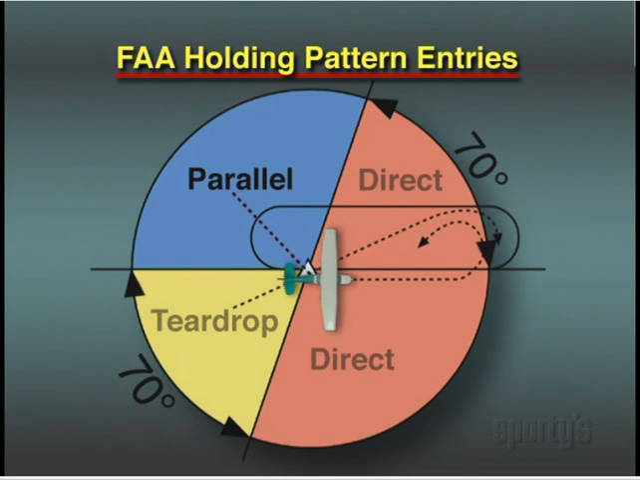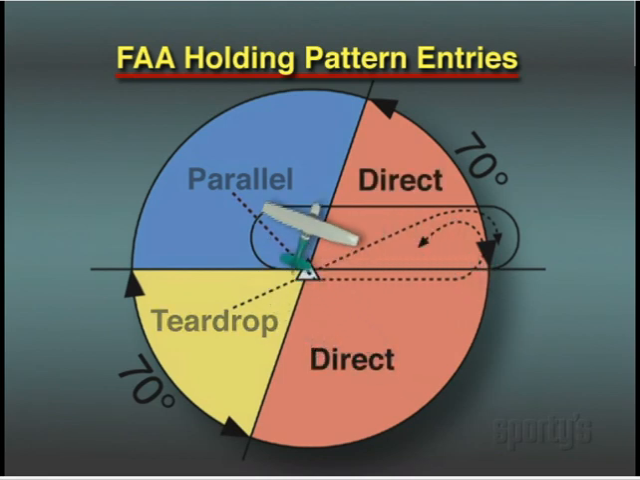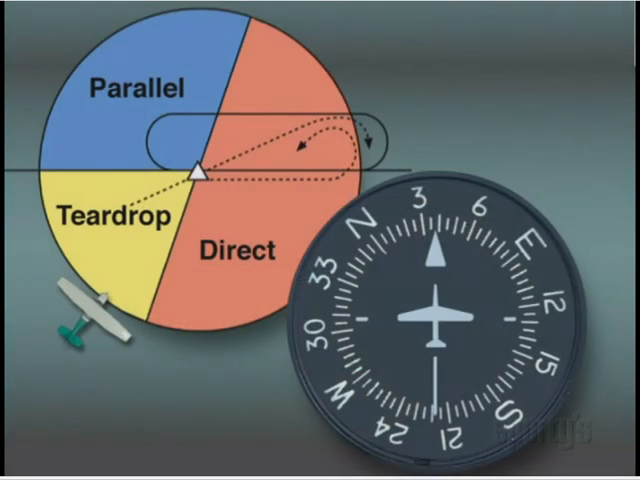The FAA holding pattern entries are designed to transition you into the hold with a minimum of turning while keeping you in protected airspace. For the instrument knowledge test, you must know when to use the parallel, teardrop, and direct entries. On the flight test and in real life, you may use any method that keeps you in the protected airspace, and we'll cover some alternate entry methods in a minute.